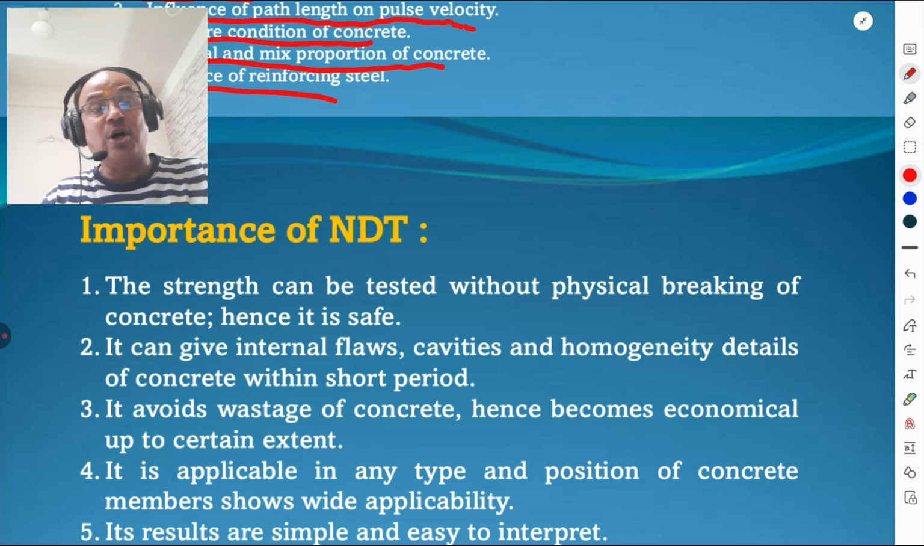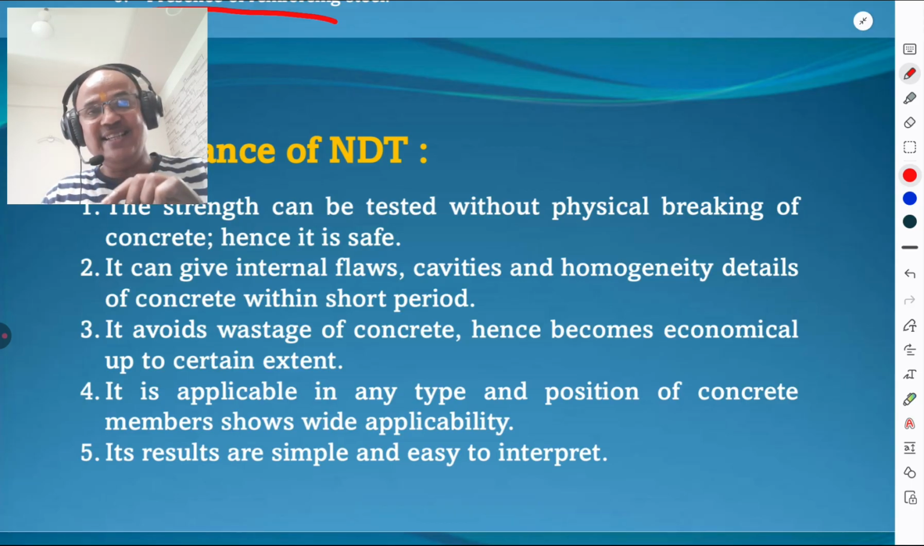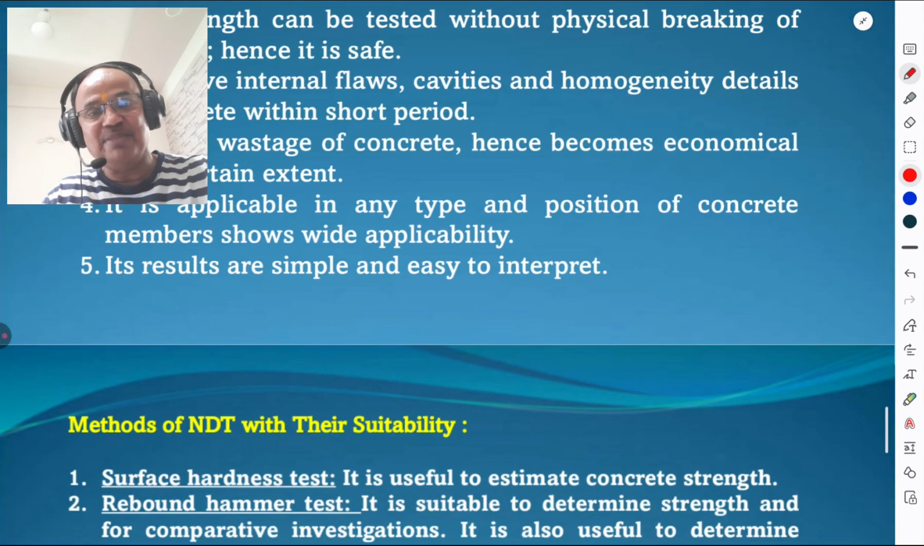The strength can be tested without physical breaking of the concrete, hence it is safe. It can give the internal flaws, cavities and homogeneity details of concrete within short period. म्हणजेच सॅम्पल न तोडता हे स्ट्रेंथ देतं. तसंच सॅम्पलच्या आतले फ्लॉज, कॅव्हिटीज किंवा होमोजिनिटी आपल्याला दाखवू शकतं. It avoids the wastage of concrete, hence becomes economical up to the certain extent. It is applicable in any type and position of concrete members, shows wide applicability. Its results are simple and easy to interpret. म्हणजेच NDT टेस्ट या महत्त्वाच्या आहेत आणि या NDT टेस्ट कंडक्ट केल्या पाहिजेत.